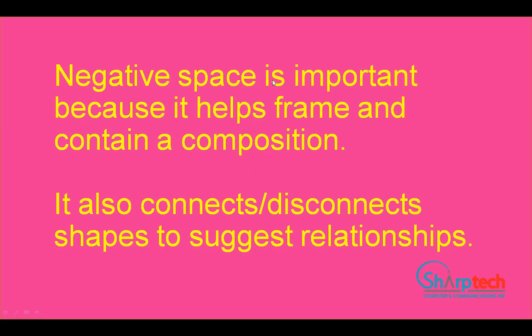You understand what we mean with this information? And frame. From the image showing the negative space, it framed the object. The black shade framed the white shape, and it contained a composition.